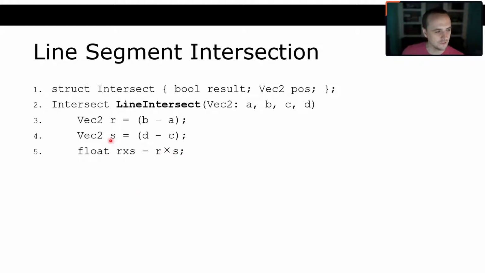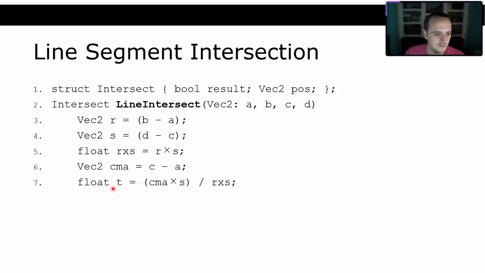So you would either define a function which is cross on the vec2 class, or you would define multiplication to be the cross product, or however you wanted to do that. Then you have a variable c minus a, which is equal to c minus a. Then you have t is just equal to c minus a cross s divided by rxs. And u, similarly, is c minus a cross r divided by rxs.